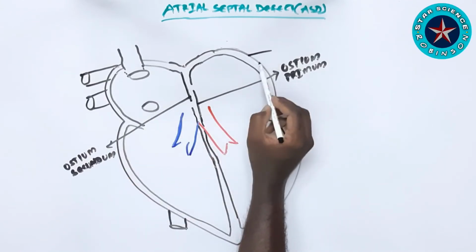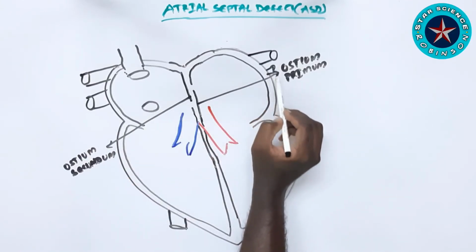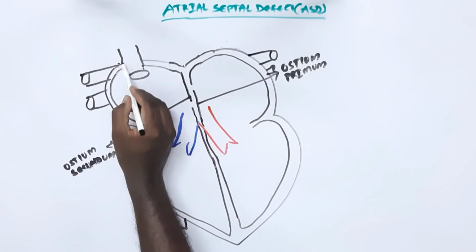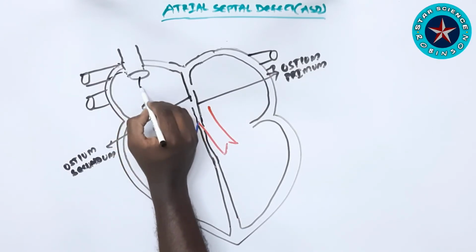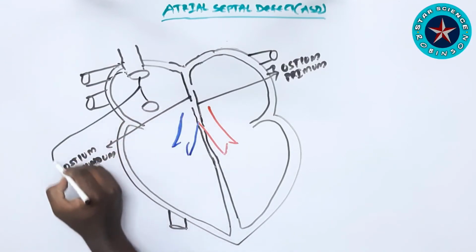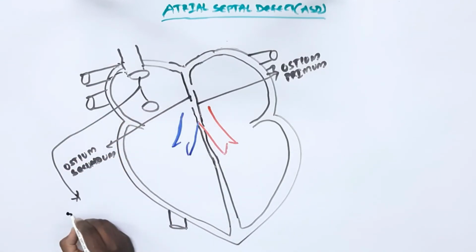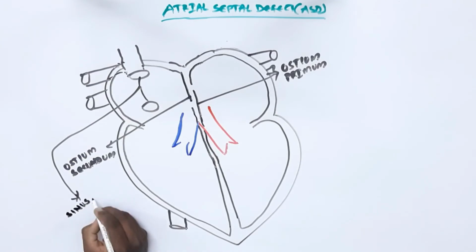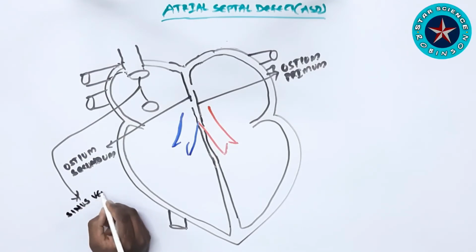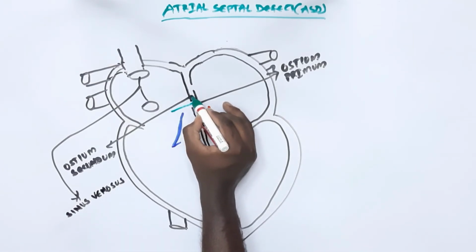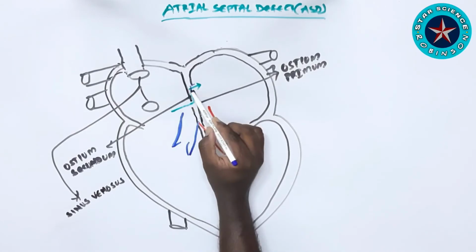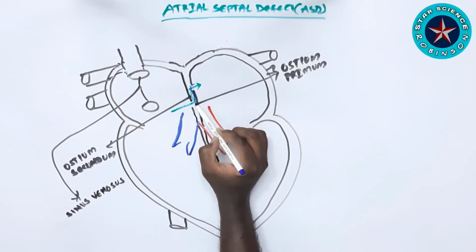Next we'll see about the sinus venosus ASD. That is nothing but atrial septal defect, sinus venosus, which is an abnormal opening at the top of the atrial septum. It means the pulmonary veins may join the superior vena cava or inferior vena cava, or we can say the superior and inferior vena cava join at the top of the atrial septum.